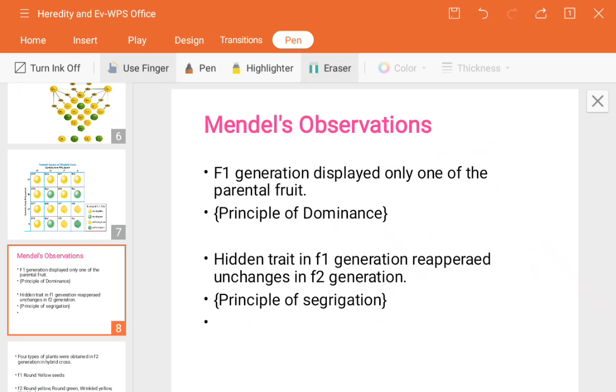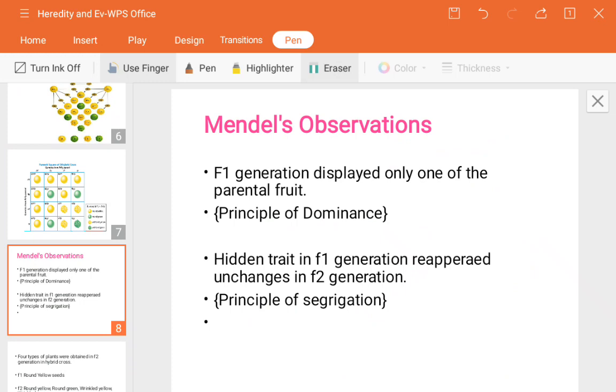In the first filial generation, he displayed only one of the parental traits. So you can see that in the first filial generation, he got only the tall plant. So that first experiment he named the principle of dominance, because the tall plants were dominant against the recessive plant or the dwarf plant. That's why that principle is known as the principle of dominance.